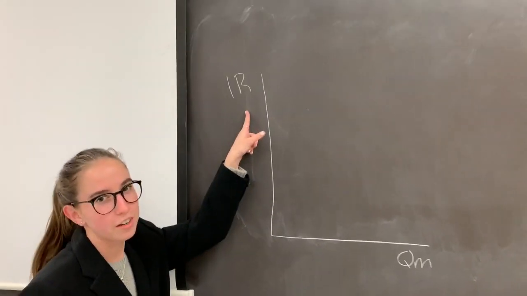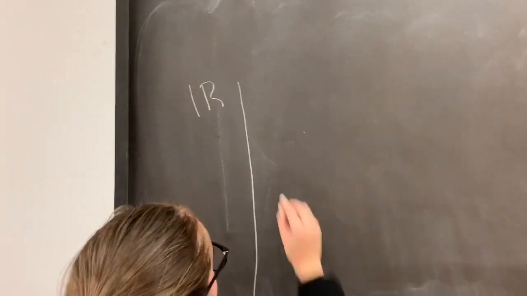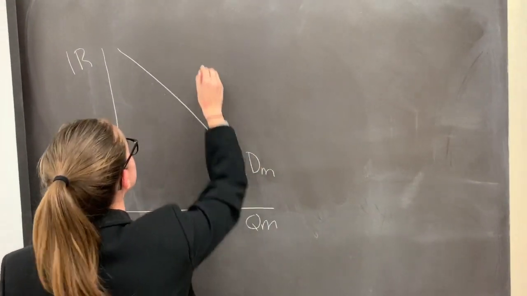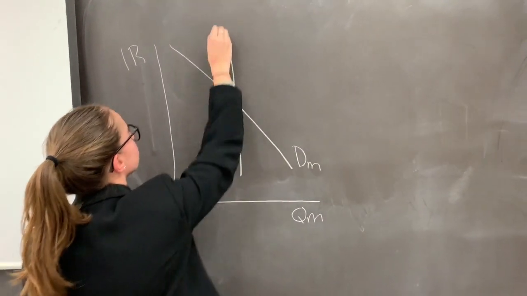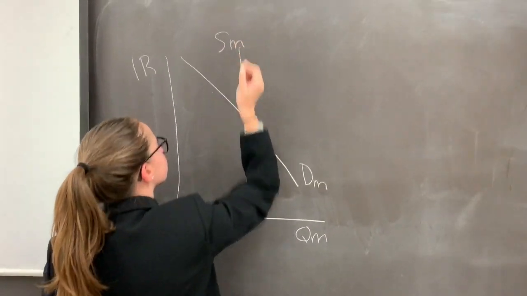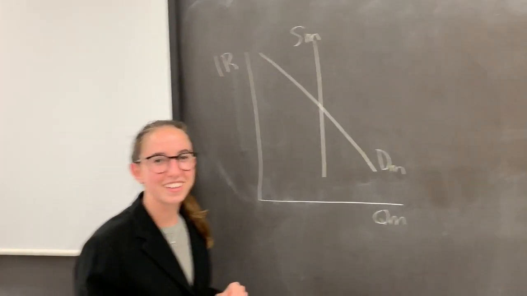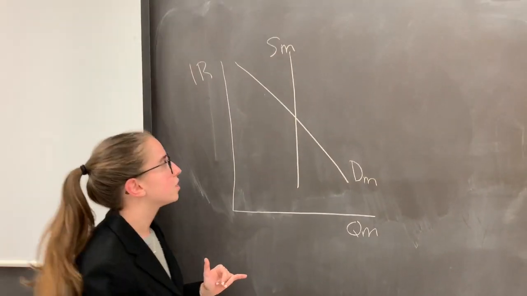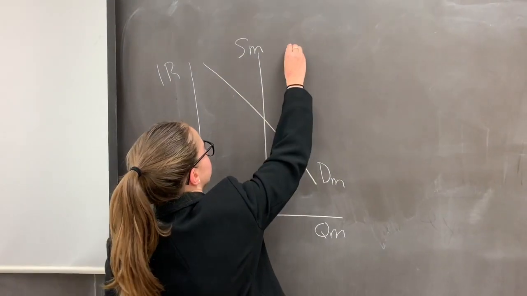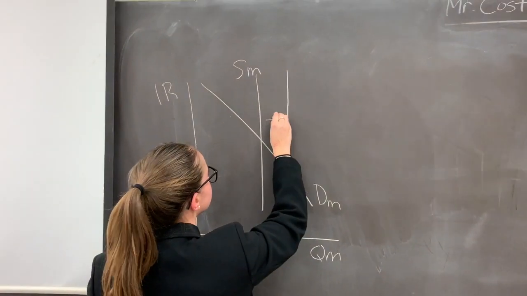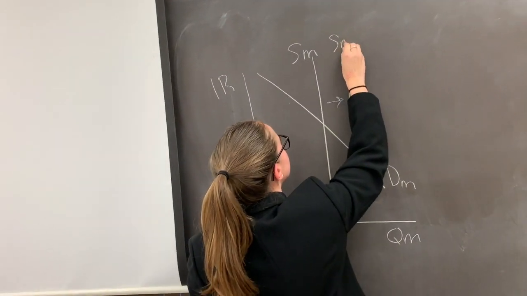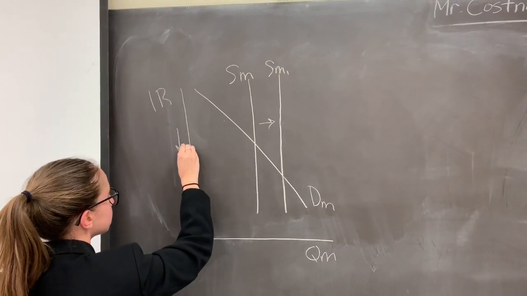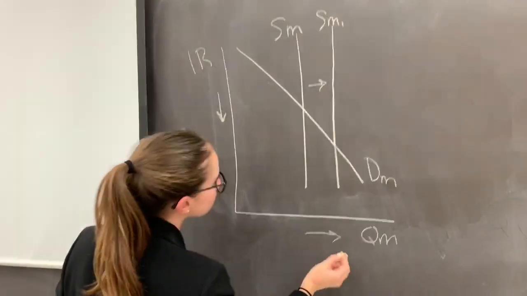This is interest rate, not to be confused with inflation. Demand of money, I like demanding money. Supply of money, I love it when people supply me money. So for Mexico, since we use an expansionary monetary policy, the supply of money is going to shift to the right, causing interest rates to decrease and quantity of money to increase.